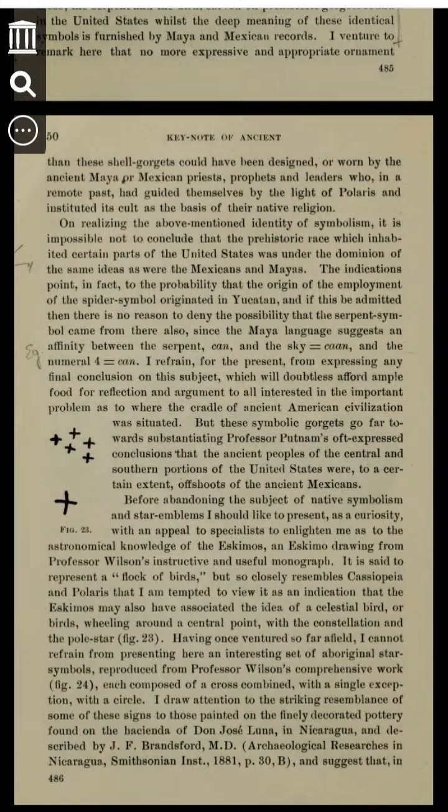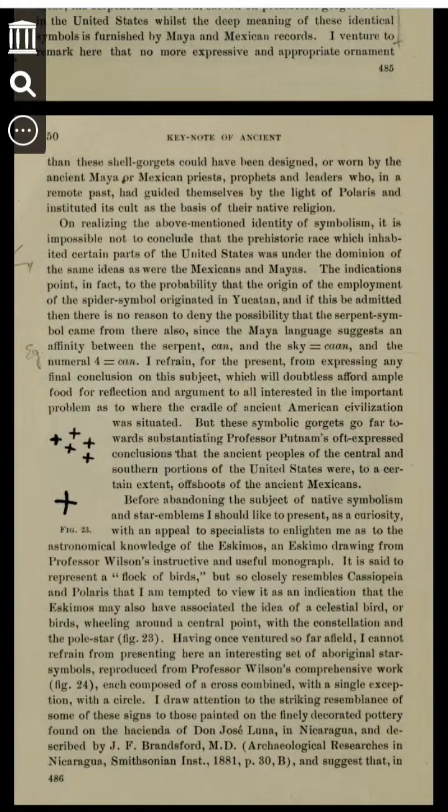I refrain for the present from expressing any final conclusion on the subject, which will doubtless afford ample food for reflection and argument to all interested in the important problem as to where the cradle of ancient American civilization was situated.